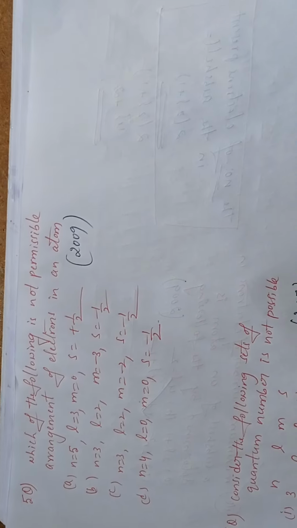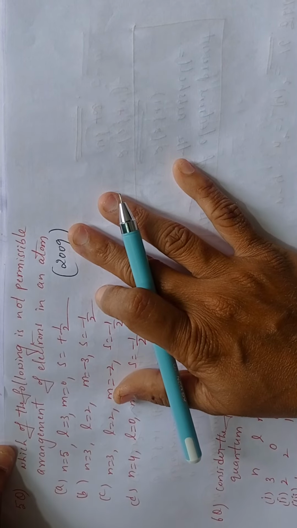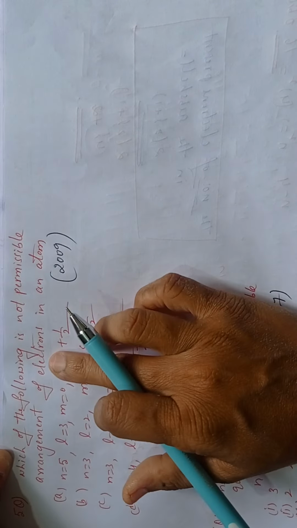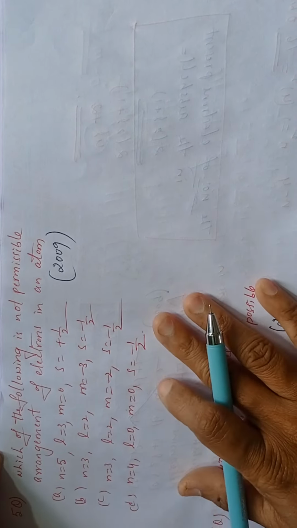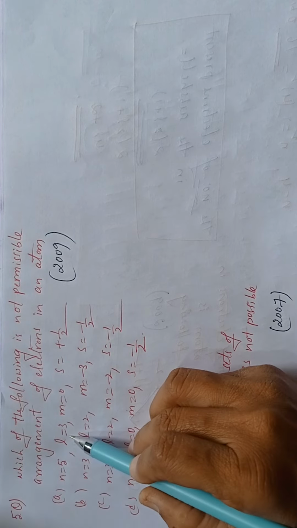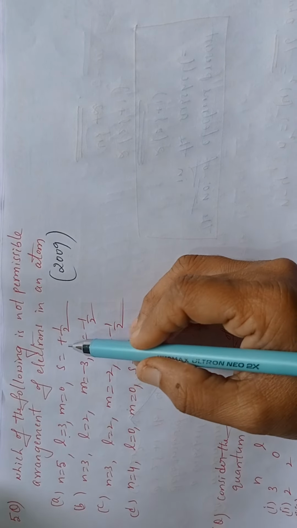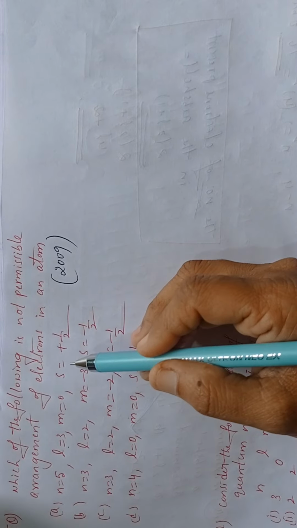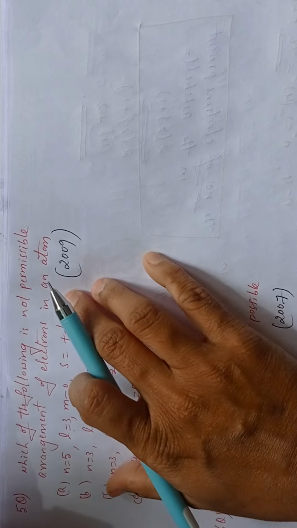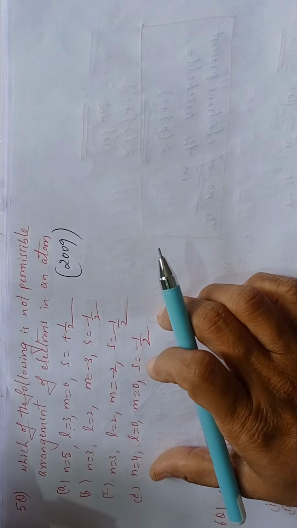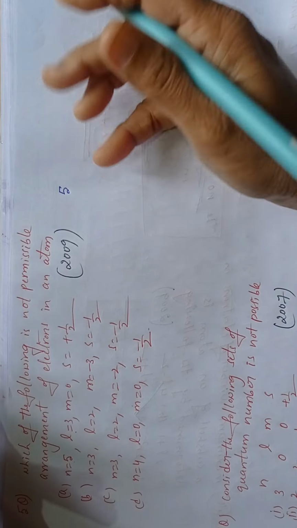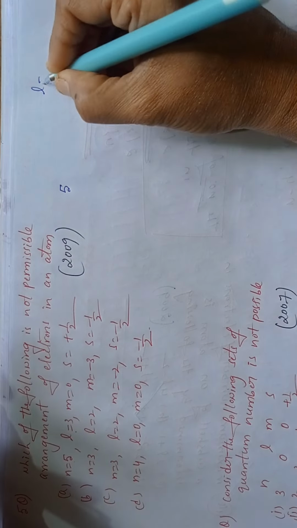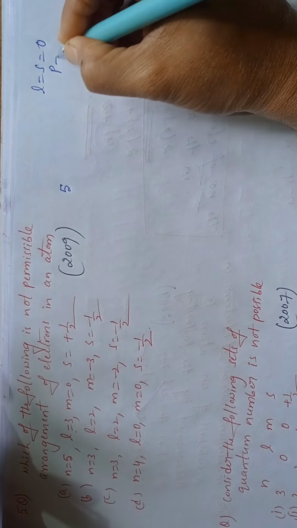Now see, students, next problem. Which of the following is not a permissible arrangement of electrons in an atom? So which is not acceptable here? The principal quantum number, azimuthal quantum number, magnetic quantum number and spin quantum number values are given, students. In these 4 values, which is not acceptable? Which is wrong, you have to identify. So n equal to 5 is nothing but which shell, students? Fifth shell. L equal to 3: we know the L values are 0 for the S subshell, 1 for P, 2 for D, 3 for F. Clear? Just remember that.